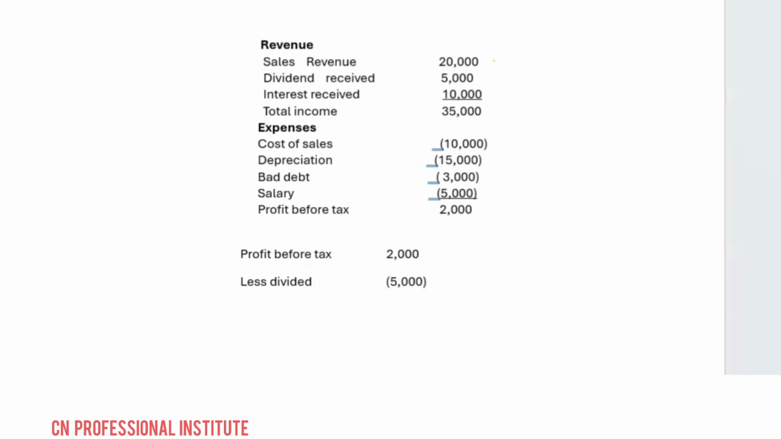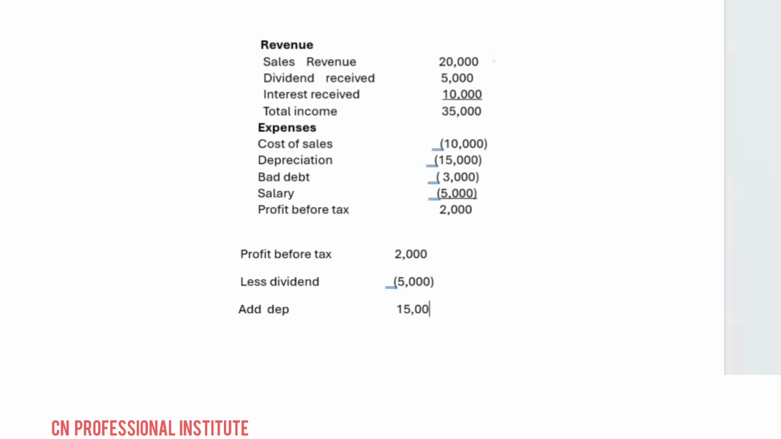Then we come to the expense depreciation. Depreciation was less before getting profit, so it reduced profit. So we have to add it back. So let's add back the depreciation. How much is it? 15,000.